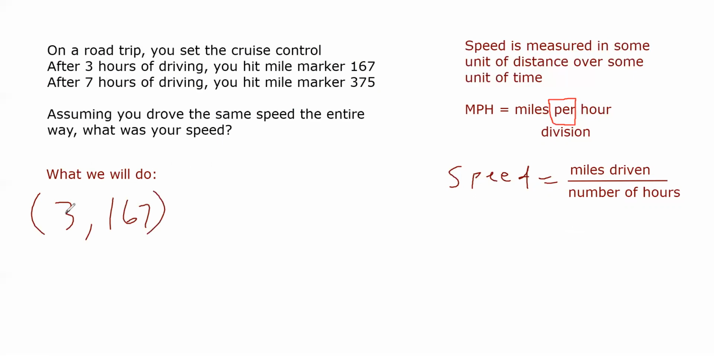Why did I write 3, the number of hours, as the x variable and 167 as the y variable? There's a couple ways to justify that, but we're going to see that in a moment when we do the slope calculation. That's going to put the miles business on top, which is what we want. That aligns with our usual understanding of how speed works. And then on bottom, we're going to have the number of hours driven. So that actually makes perfect sense to write the coordinates this way. So we'll say that's the point 3, 167, and then that makes the other coordinate 7, 375.